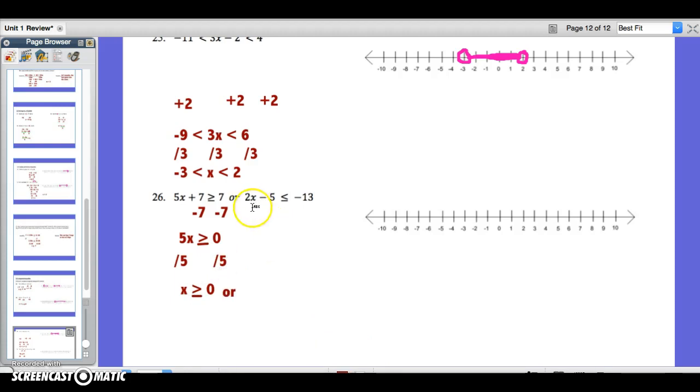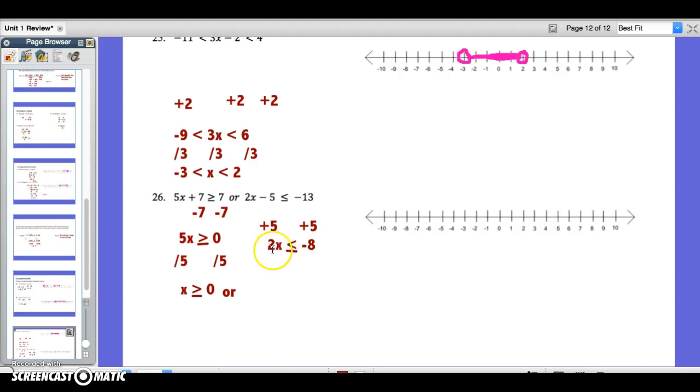Coming up here, I have 2x minus 5 is less than or equal to negative 13. I'm trying to isolate this x, so I'm going to do the inverse of subtracting 5, which is adding 5. I'm going to do that over here. Then I'm left with 2x is less than or equal to, and I'm going to add these two things together. Negative 13 plus 5 is negative 8. Let me put my bar in there because it's very important that you keep the symbol the same.